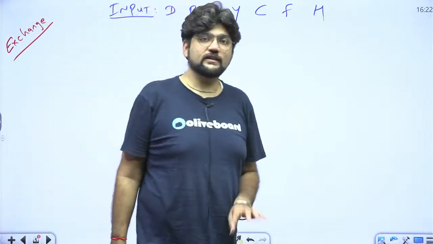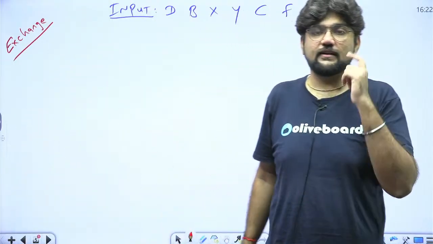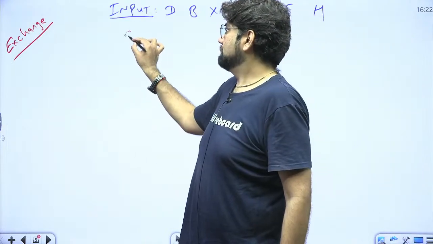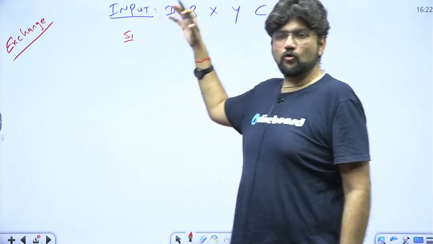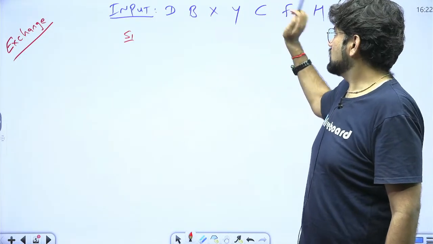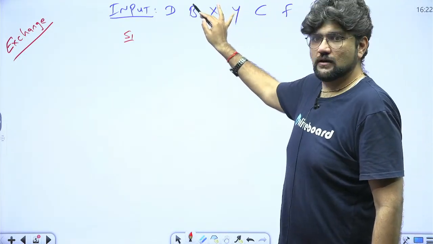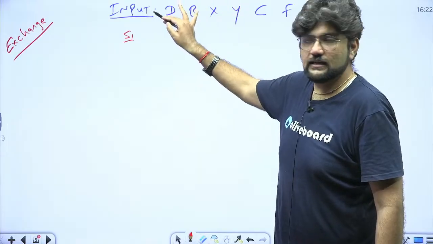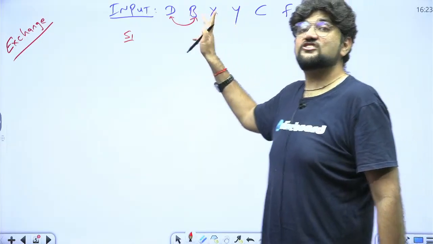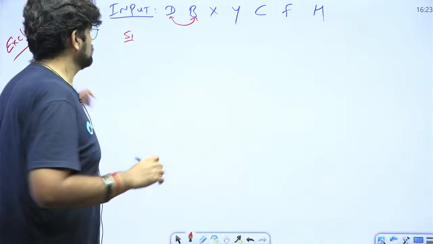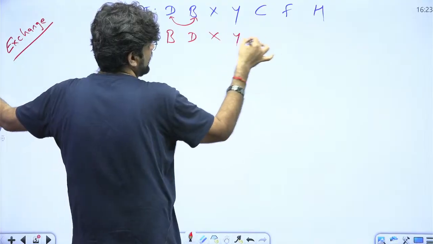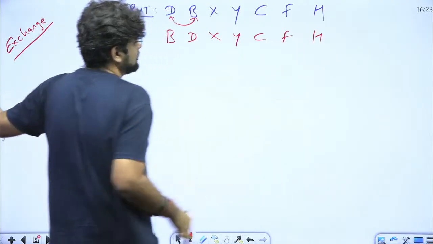People don't know this, and that is why when they read the steps, they get very confused about what exactly is happening here. So in my step 1, I know that my output has to have all these letters arranged in the ascending order. So what is the first letter? First letter has to be B. But currently what is the first letter? It is D. So B and D will change their positions. They will exchange each other's positions. So I'll have B first, then D, and the rest of them will follow: X, Y, C, F, H.